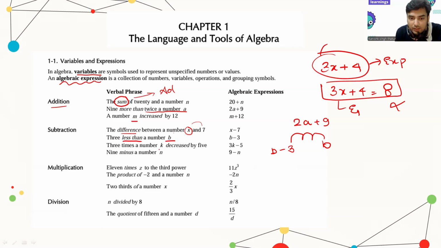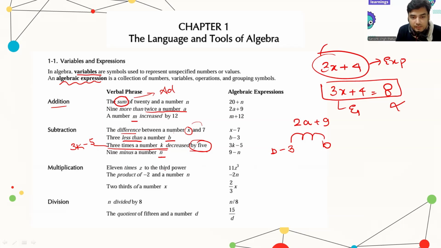3 times a number k decreased by 5. So first I will do 3 times k. 3 times a number k, this will become 3k. Decreased by 5, so you will take away 5. That's it. 9 minus a number n. From 9, you take away n.